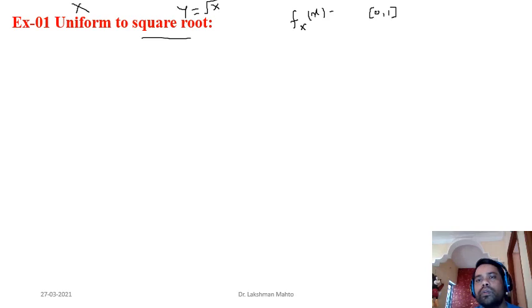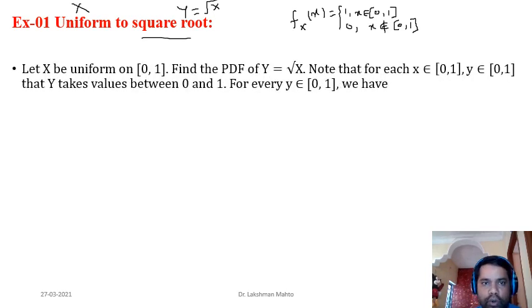So the PDF of the uniform random variable you can write this way: it equals 1 when x belongs to the unit interval 0 1, and the PDF is 0 outside, when x is not coming from the interval 0 1. So this is the uniform distribution over the interval 0 1, which you know about.